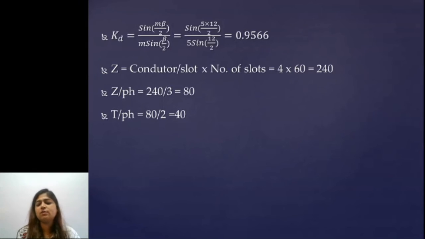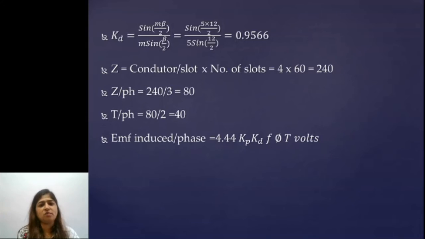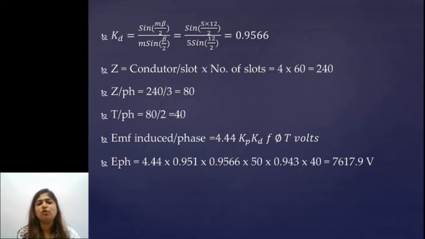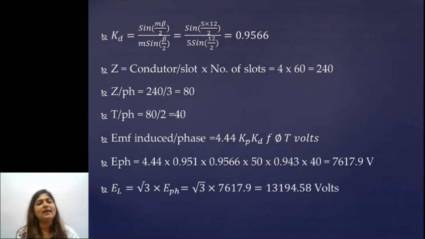Substitute all these values in the EMF equation and get the value of EMF induced per phase: 4.44 Kp Kd f Φ T. Substitute and get the value of Eph as 7617.9. See whether you are getting the same value or not. Okay, EL is equal to root 3 Eph because it is star connected, as given, and you will have the value as 13194.58. I can also say it is 13.19 kilovolts.